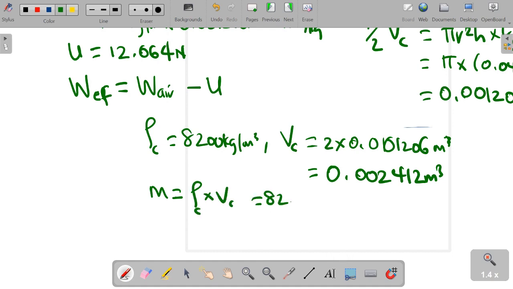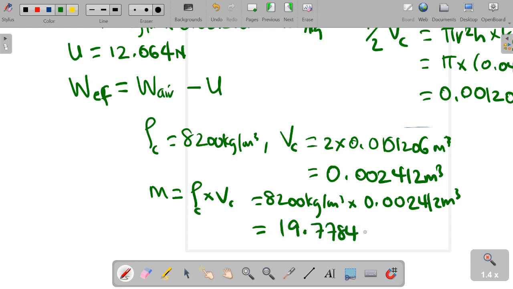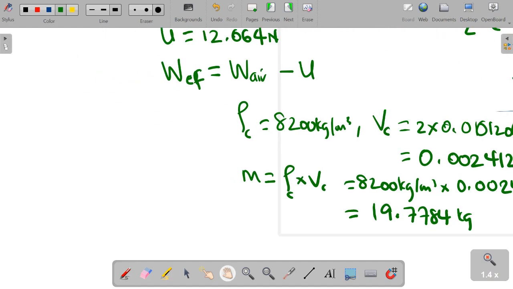So that will be 8,200 multiplied by 0.002412 cubic meters. What we end up getting is 19.7784 kg. So we've calculated the mass. From the mass, let us find weight. Weight is equal to mass over G.